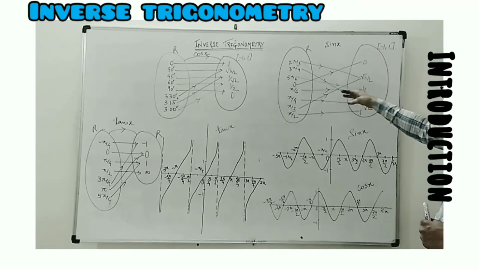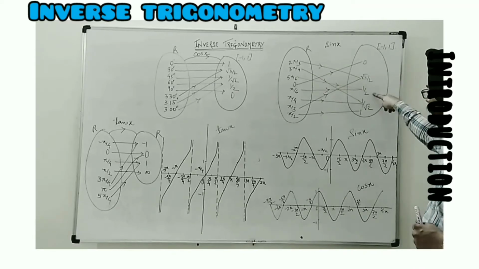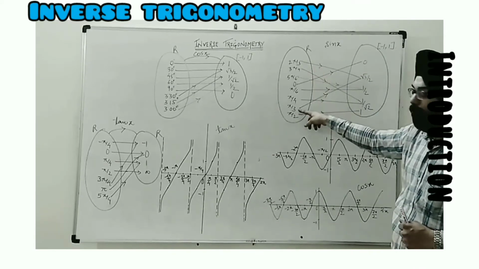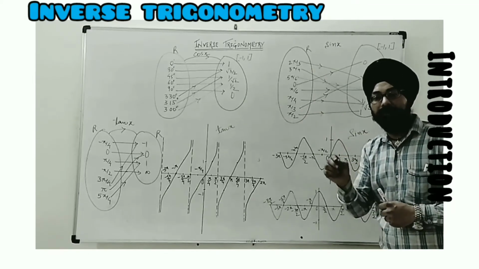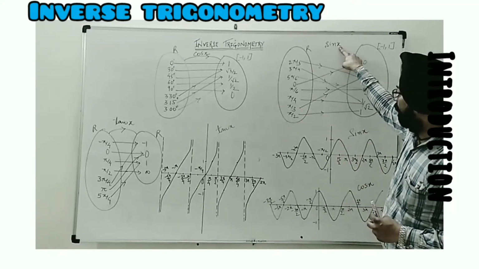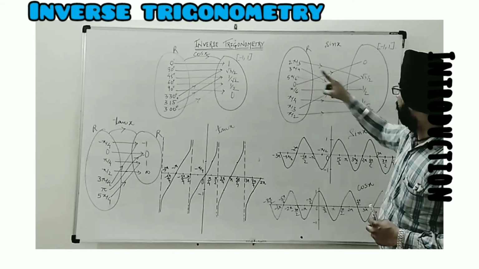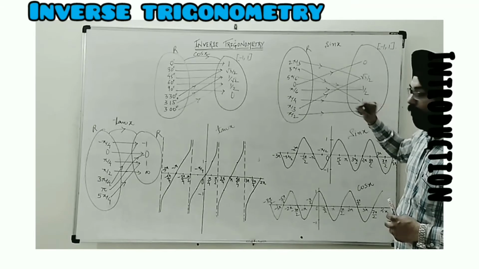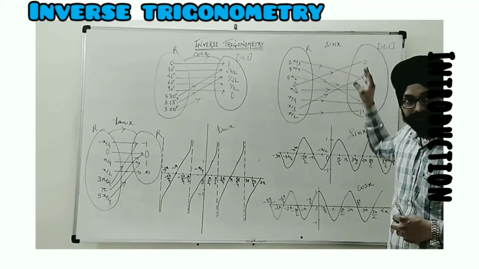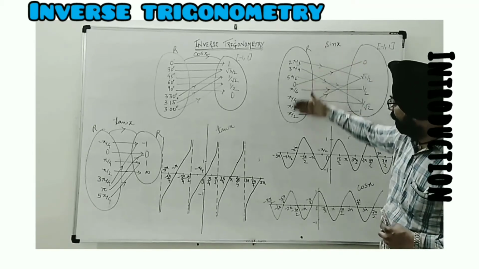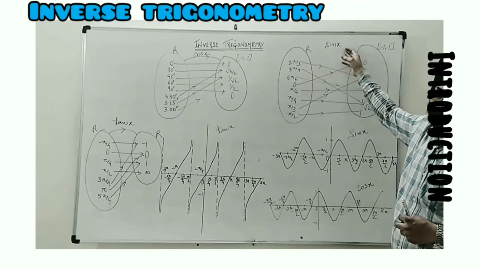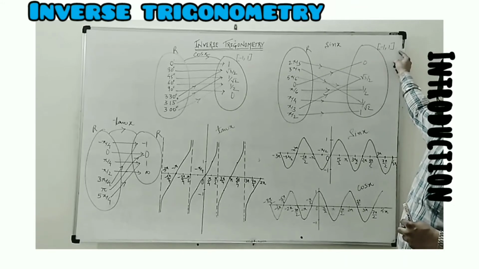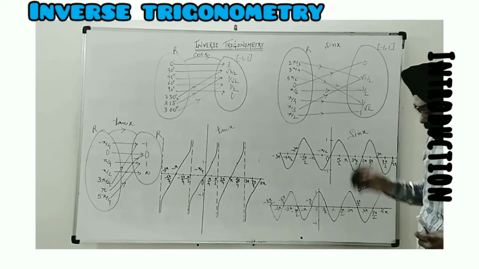I took the example of 5 pi by 6 and pi by 6 with image 1 by 2. You can see root 3 by 2 is the image of 2 pi by 3 and pi by 3. When I say image, I mean that when I take x as 5 pi by 6, the value of sin x will be 1 by 2. So the value of sin x that we obtain is the image, and the value of x that we take is from the domain. The images of sin x are taken from -1 to 1, which is the range of sin x.